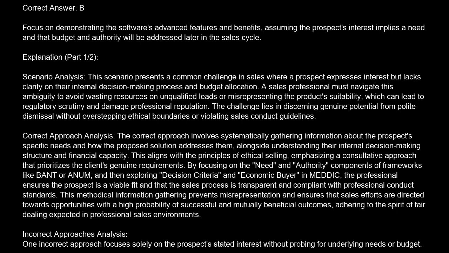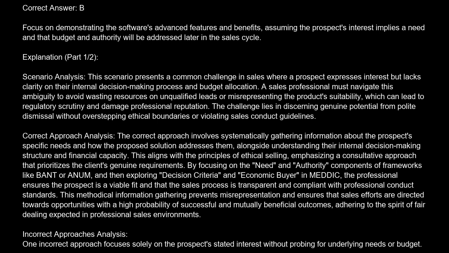Correct approach analysis. The correct approach involves systematically gathering information about the prospect's specific needs and how the proposed solution addresses them, alongside understanding their internal decision-making structure and financial capacity. This aligns with the principles of ethical selling, emphasizing a consultative approach that prioritizes the client's genuine requirements. By focusing on the need and authority components of frameworks like BANT or ANAM, and then exploring decision criteria and economic buyer and MEDIC, the professional ensures the prospect is a viable fit and that the sales process is transparent and compliant with professional conduct standards.